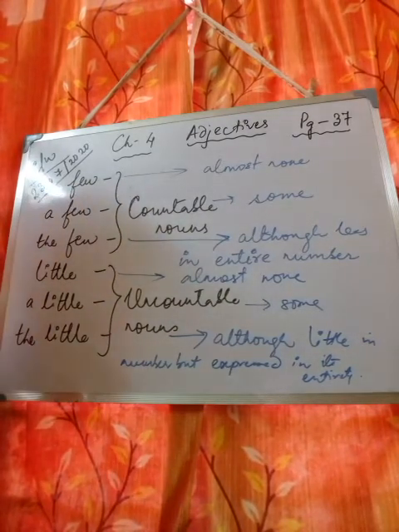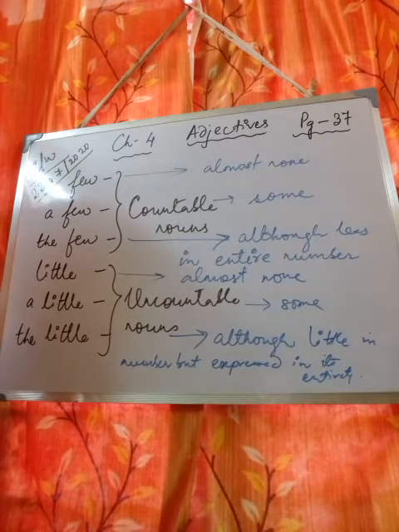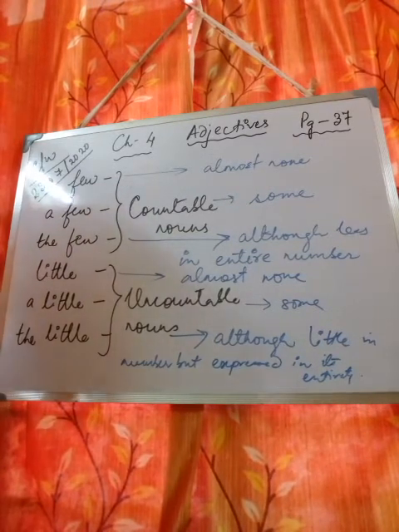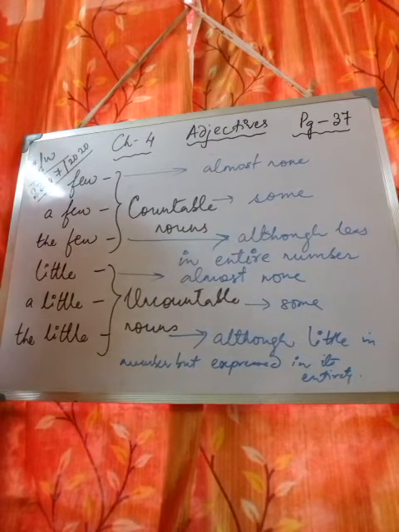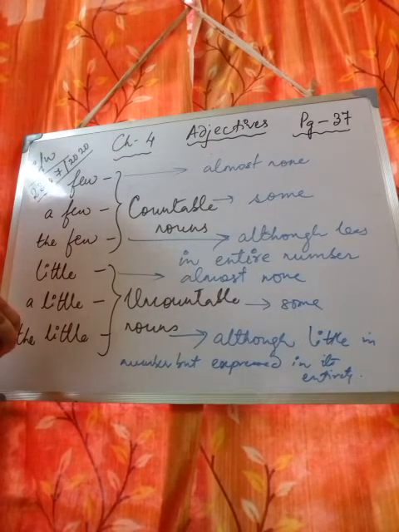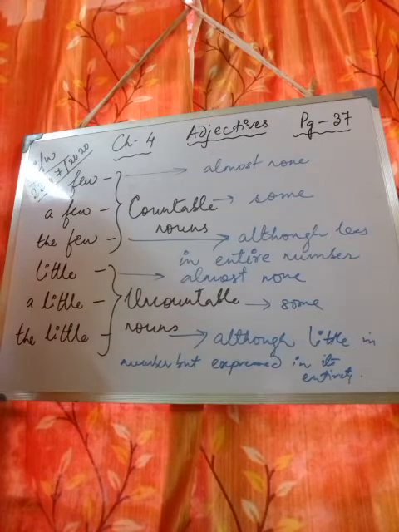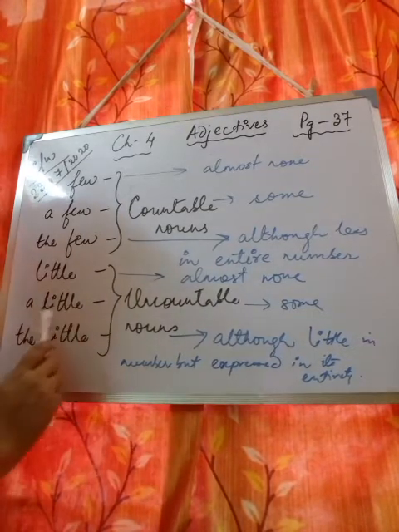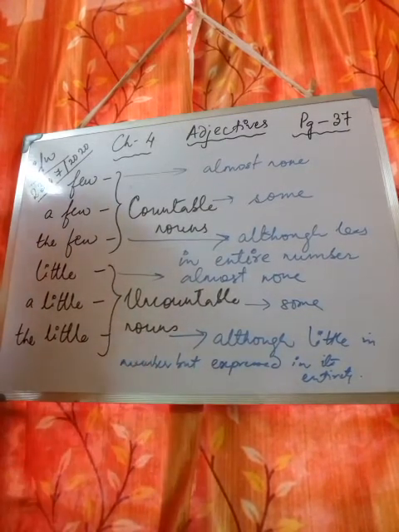A little, there is a little juice left in the jug. This refers to some amount. Little, a little, the little are used for uncountable nouns like I told you.